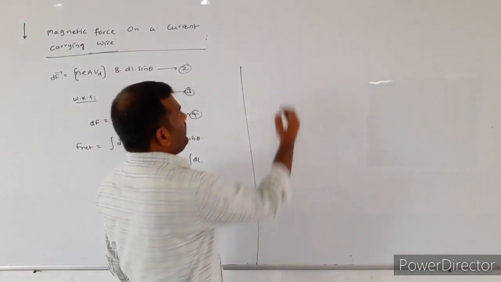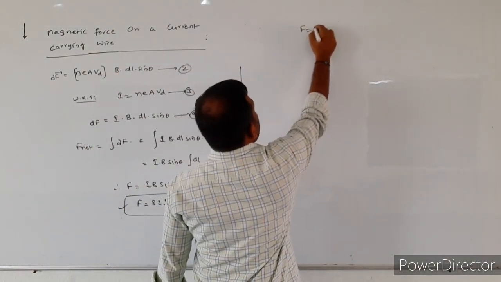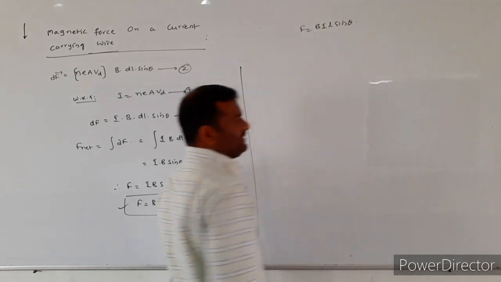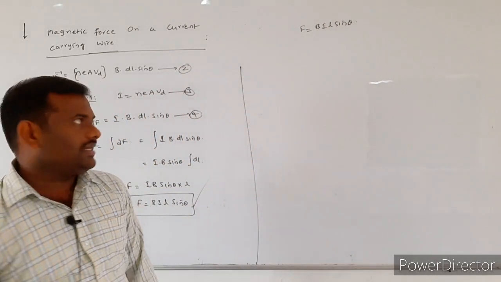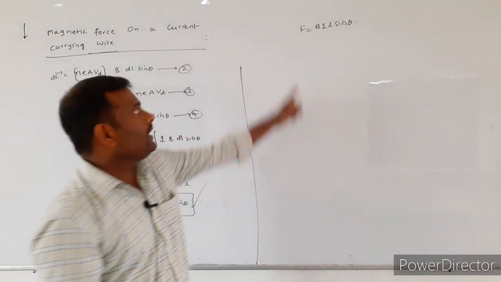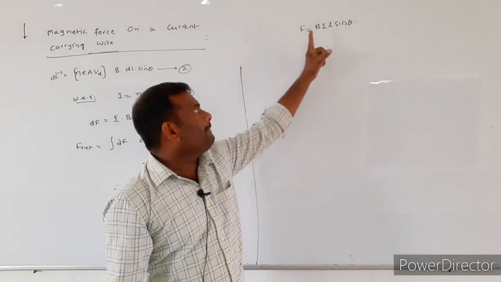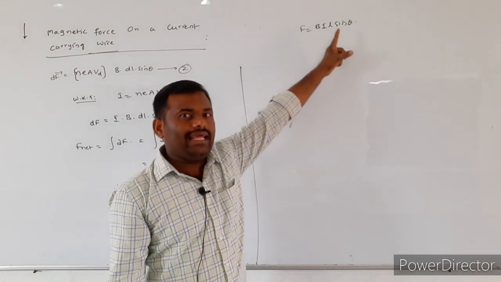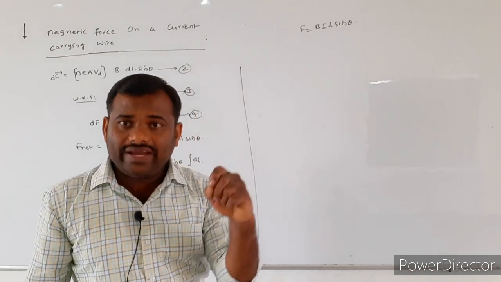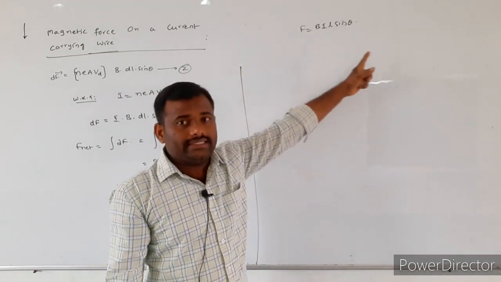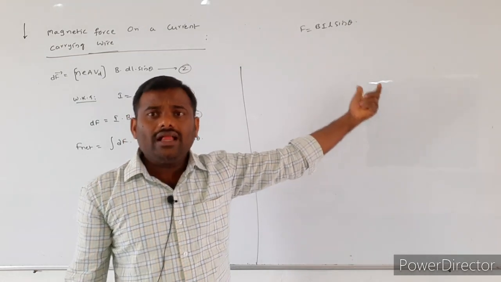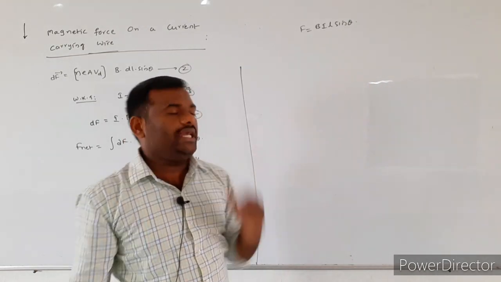See here, F is equal to what we got here? F is equal to BIL sin theta. So here, what are the vector quantities? First we have to identify. F is a vector quantity. Magnetic field is a vector quantity. Length of the conductor is also taken as a vector here. So, is current a vector or scalar? Current is a scalar quantity.